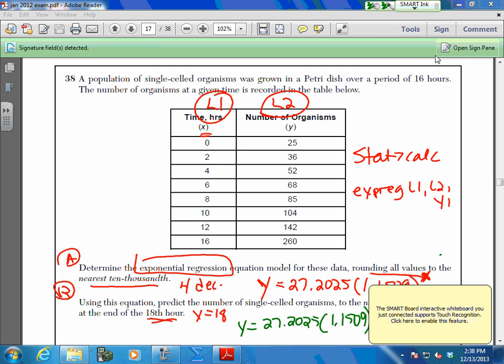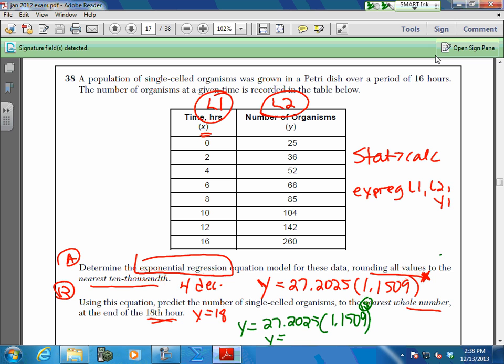And raise this to the 18. Make sure that exponent up here is 18. Then give them your answer to the nearest whole number. 341, it should be. Having a heck of a time here. There it goes. 341. Okay.